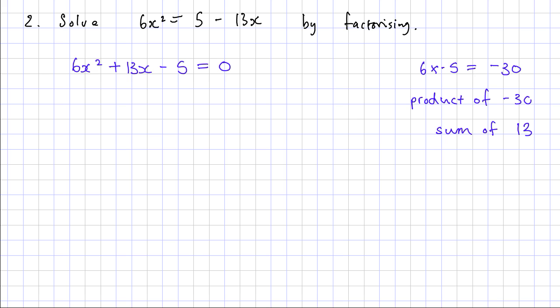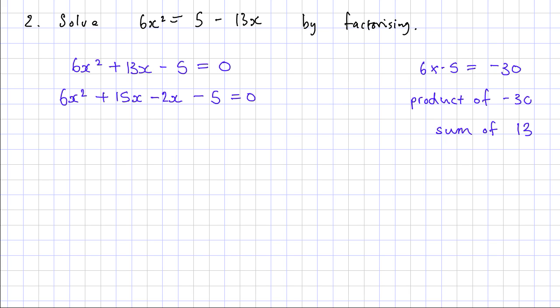Now these two numbers would be 15 and minus 2. So 15 times minus 2 gives me minus 30, and 15 add minus 2 gives me 13. So I need to write this middle term as 15x minus 2x. You can do it the other way around, and I would recommend that you try that and then see what happens. So 6x squared plus 15x minus 2x minus 5 is equal to 0. Now I've decided to use 15x first and minus 2x second. You can do it the other way around, so do that and then see what happens as well.